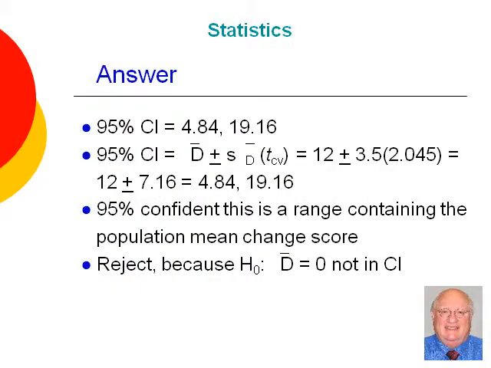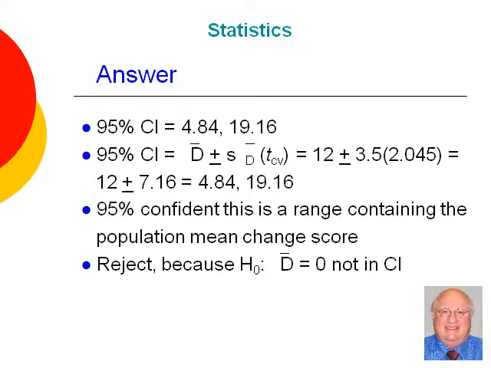The answer is that the 95% confidence interval is 4.84 to 19.16. This was computed by starting with the statistic of interest, the mean of change scores, plus and minus the product of the standard error times the critical value for these data. So 12 plus or minus 3.5 times 2.045.